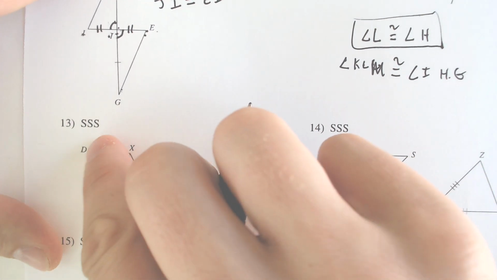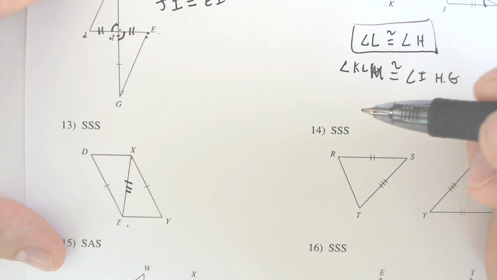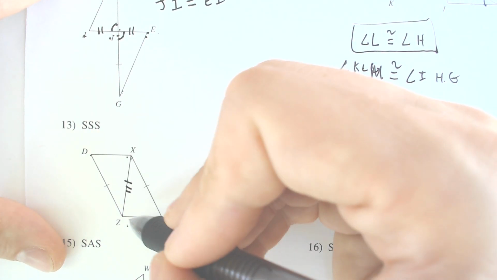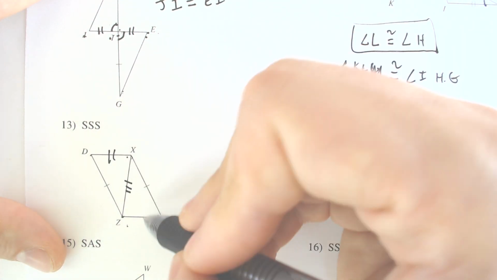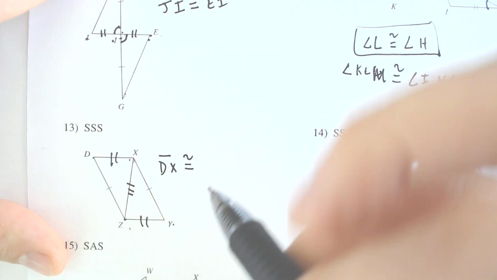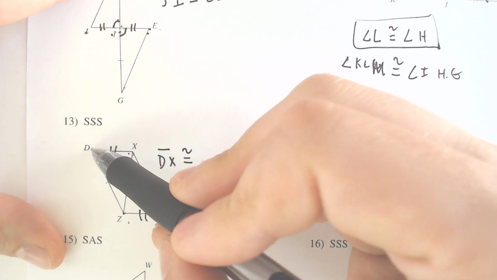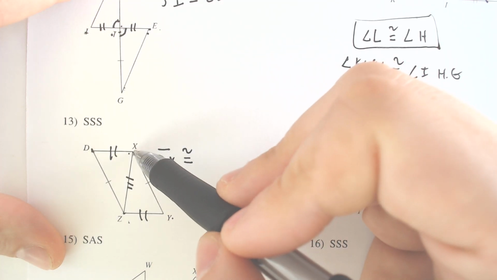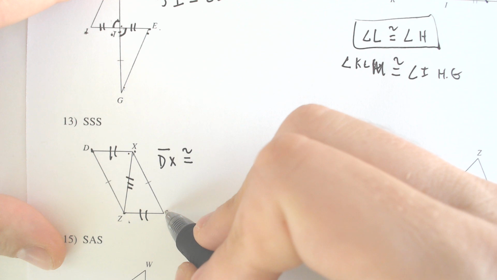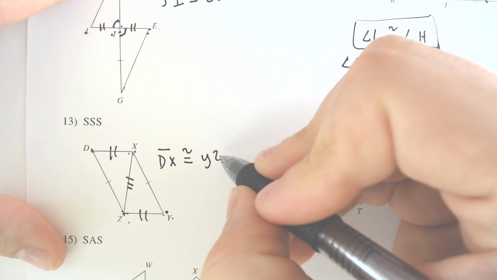All right, we want side, side, side. The shared side in the middle does not count, so that XZ doesn't count as the thing that we need to include. We do need to know it's there. We need to know that DX and ZY must be equal to each other as well. So D to X must be congruent to, let's make sure we go in the right order. D is on the outside, and then we went inward. So Y is kind of on the outside, and then we go inward to Z. So I'm going to say Y to Z.